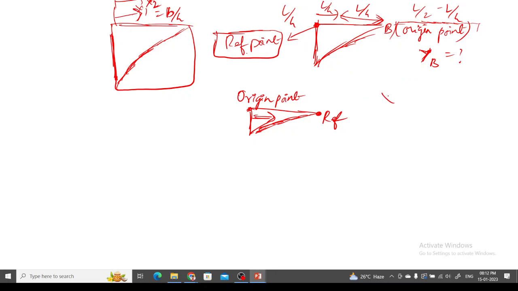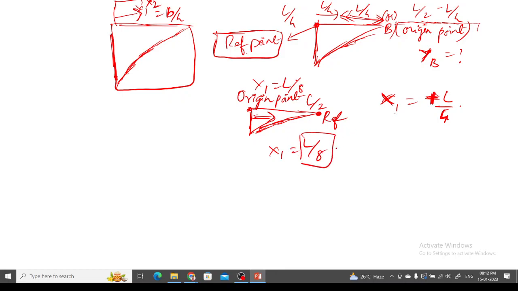But the sign I won't be changing. For example, in this case the origin is here, but towards this direction I am taking, you don't take it as minus L by 4. It is actually plus L by 4. Only the distance I need, not the signed distance. Here also, let's say this is L by 2, and x1 turns out to be b by 4, which will be L by 8, right? So x1 should be positive, only the distance I need, not the signed distance.